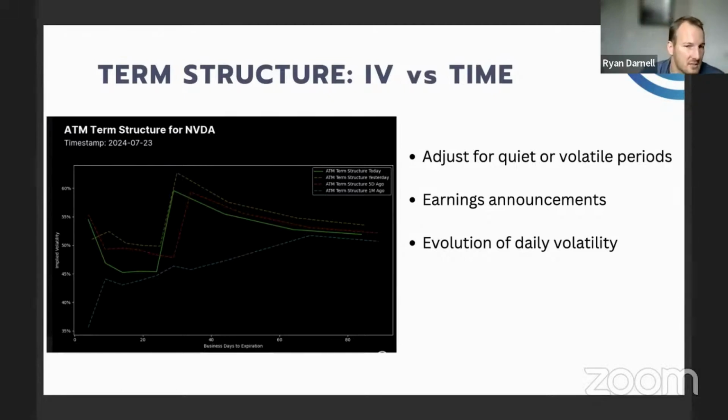So you'll often see this upward sloping structure that Fabio is pointing to here of that blue line. You can see that it's sloping upward over time. And what that's telling you is, hey, things are quiet right now, but eventually it's going to return to a more normal level.